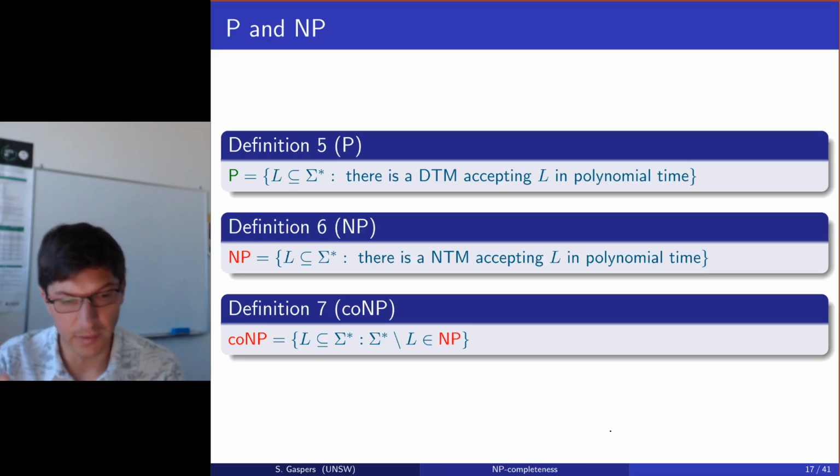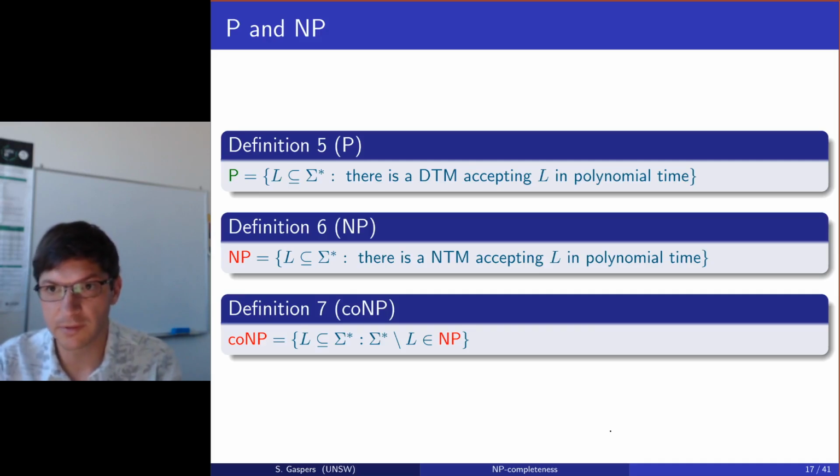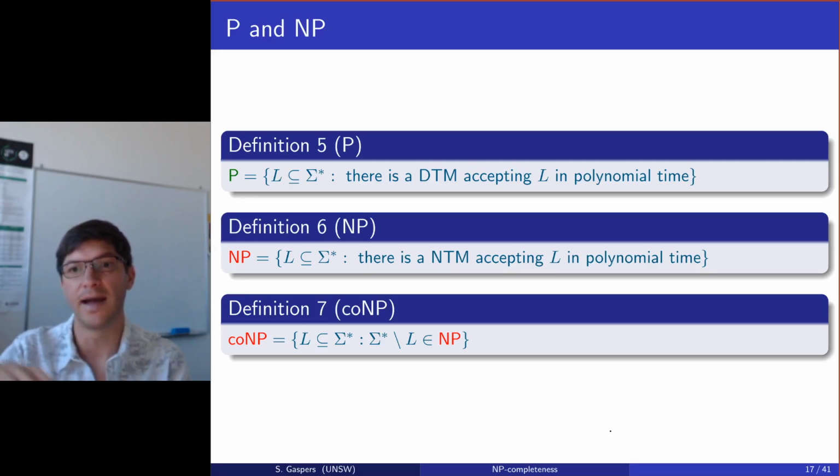So basically, when we get an input that's a yes instance, the Turing machine does its computation steps, and it ends up in an accepting state in polynomial time if we were actually given a yes instance. If we were given a no instance, it does not end up in an accepting state.